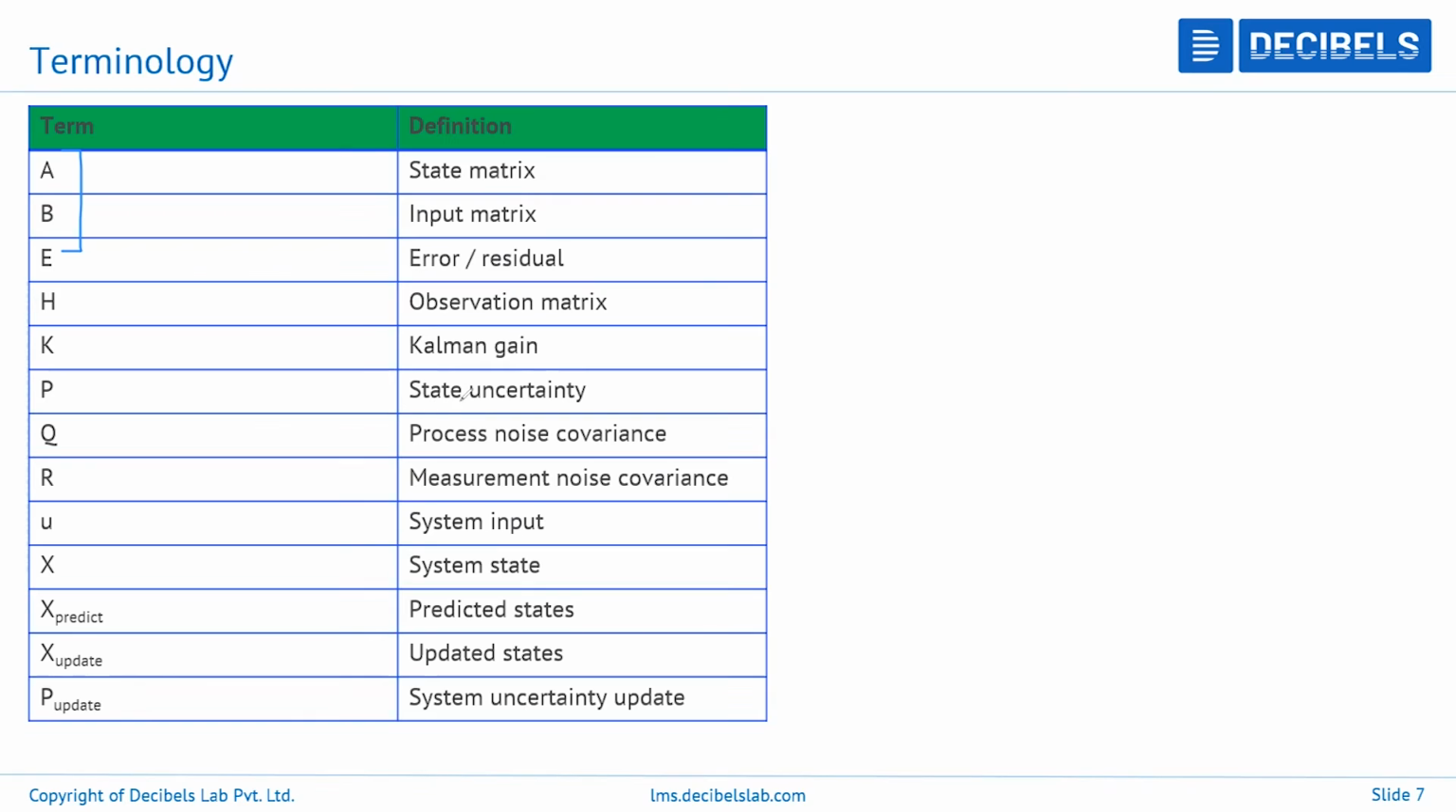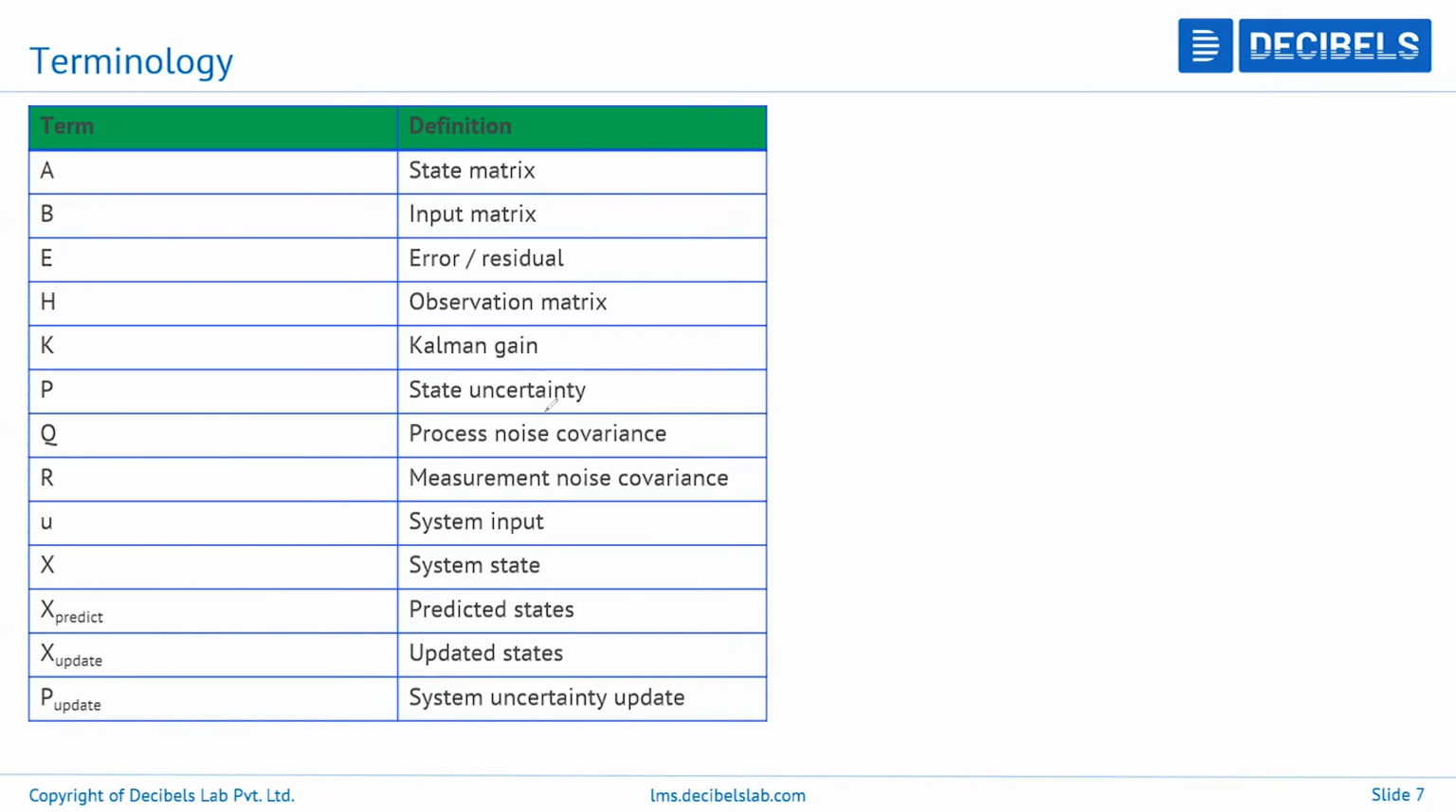Then we have state uncertainty. Uncertainty is some sort of error or deviation from the estimated value. All filters, or all statistical approaches, will have some degree of uncertainty, and here it is represented by P. Then we have process noise and measurement noise. As I said earlier, these are two types of noises, or you can say unwanted interference, in the measured signal and the system.